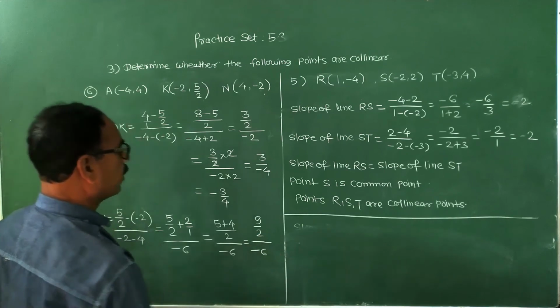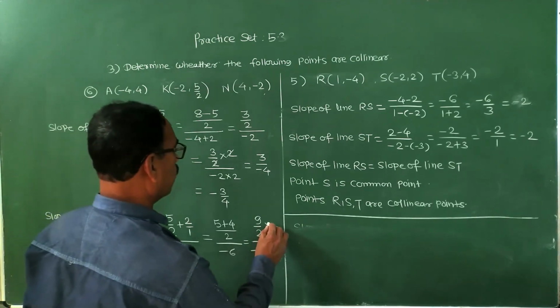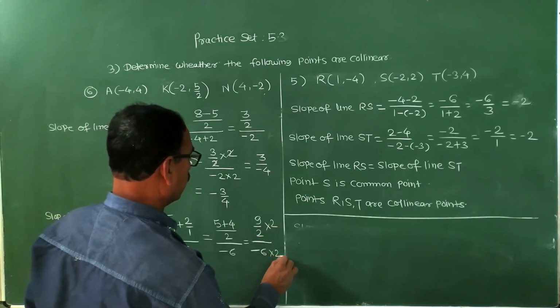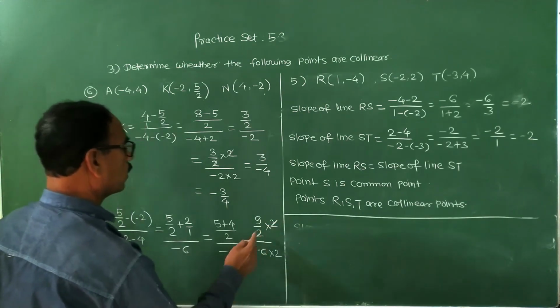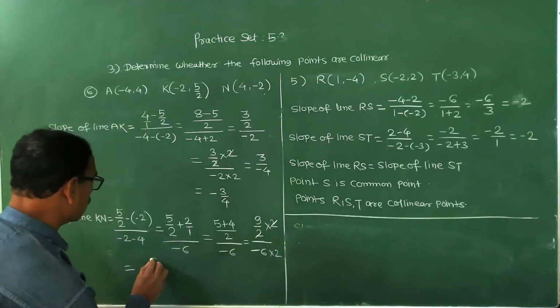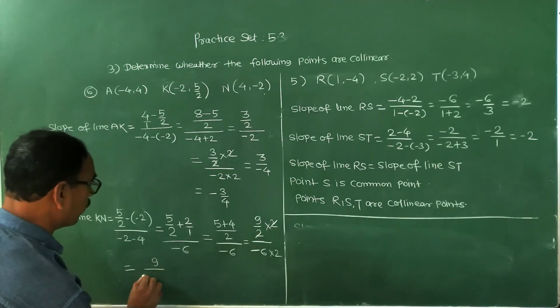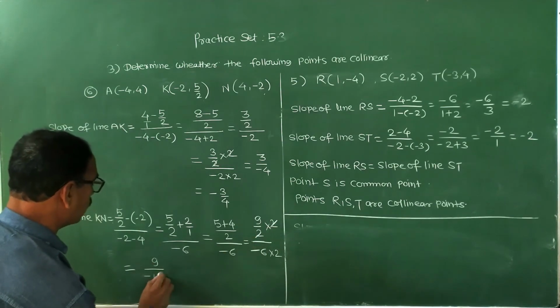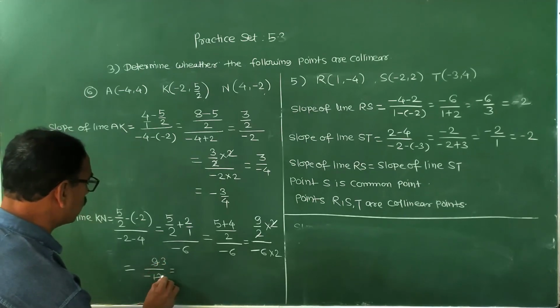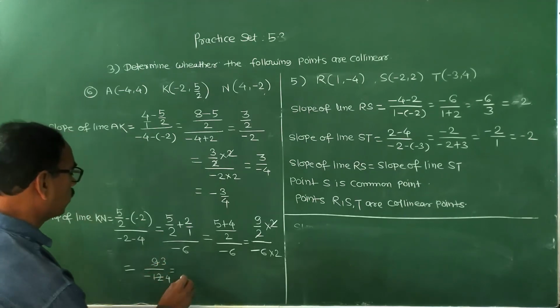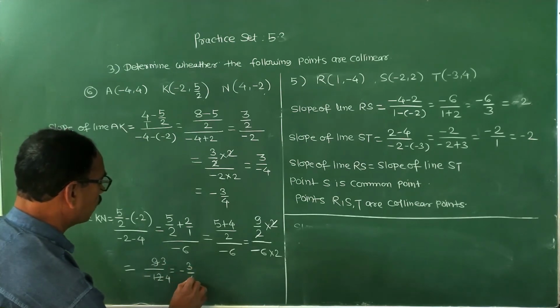Now multiply numerator and denominator by 2. Here we will get, so this 2 gets cancelled. This is 9 upon minus 12, which will be equal to 3 into 3 is 9, 3 into 4 is 12. So this is minus 3 upon 4.